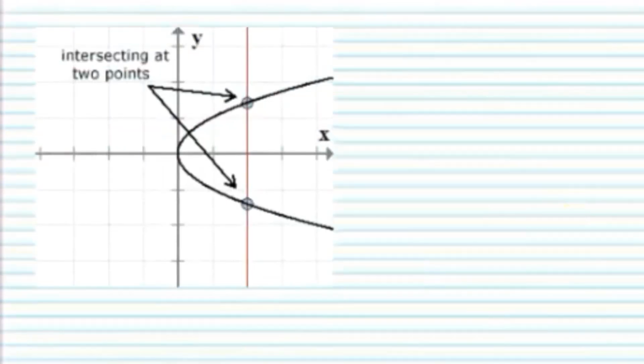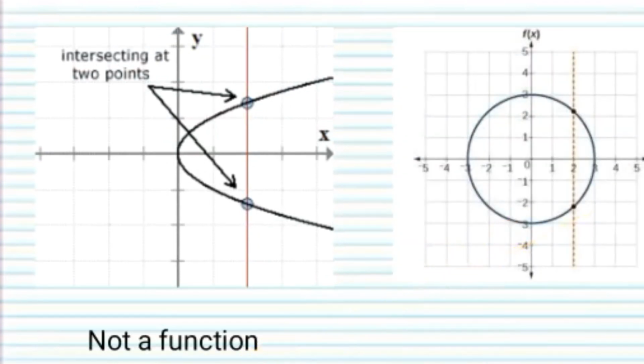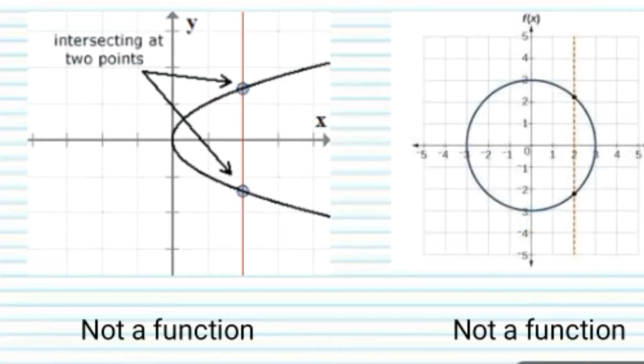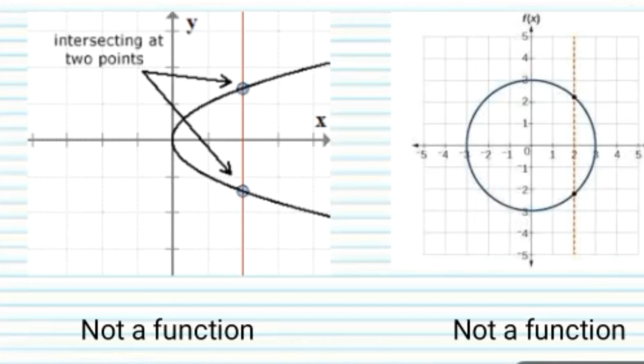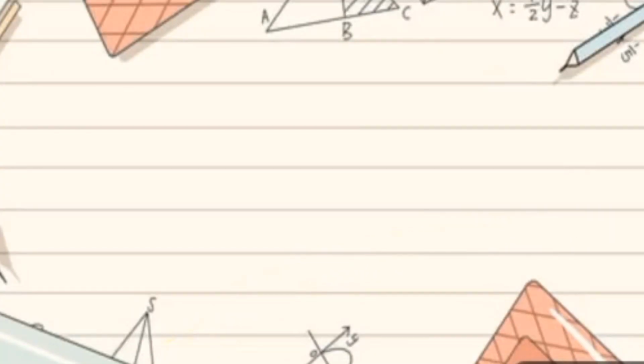Next, in these two graphs, we can clearly see that there are two points of intersection in the different graphs. Thus, these are not functions because a function must only have one point of intersection. So therefore, it is very simple to determine a function in a graph. And next, let's proceed to function by ordered pair.